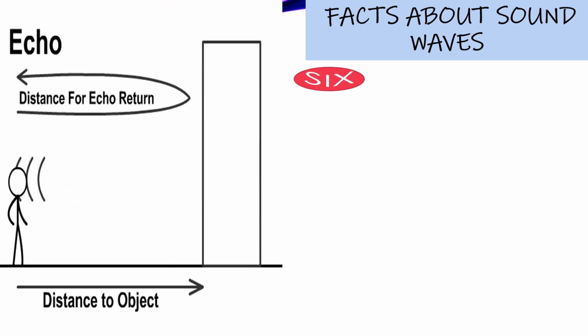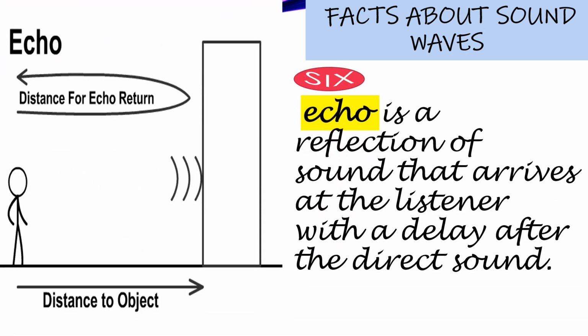Okay, so I have here the 6 facts. Echo is a reflection of sound that arrives at the listener with a delay after the direct sound. So when we say echo, this is a reflected sound wave. For example, di ba kapag kayo naliligo sa banyo, tuwang-tuwa kayo kasi narinig yung ganda ng voice, so reflect back yung boses nyo. Ang tawag natin doon ay echo.